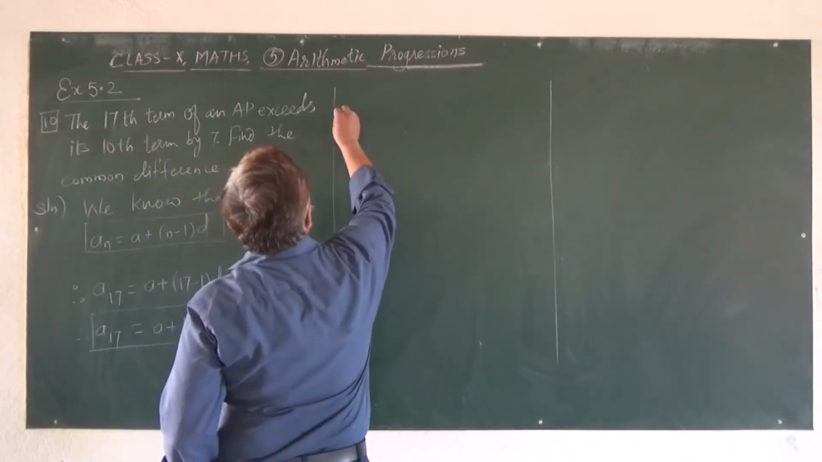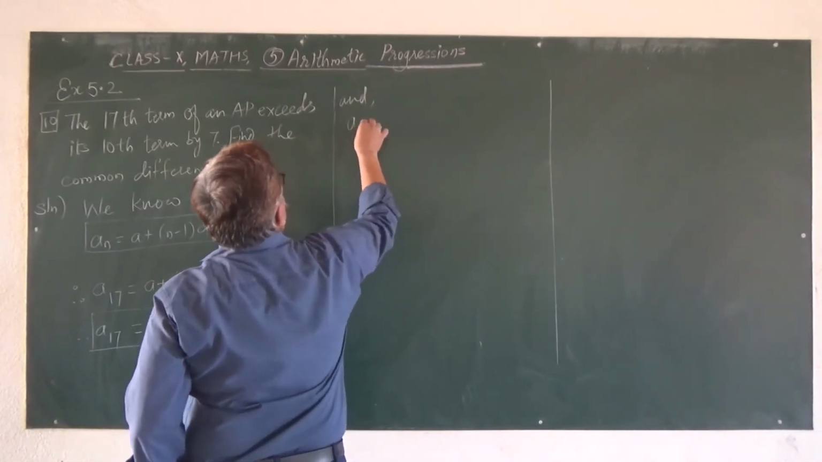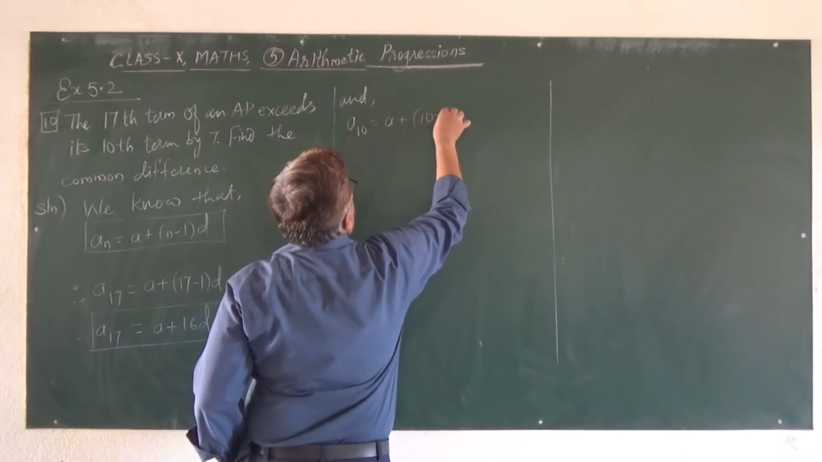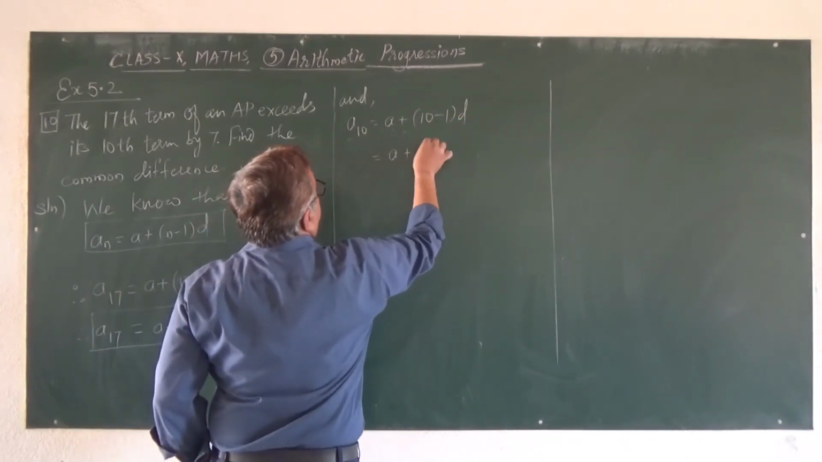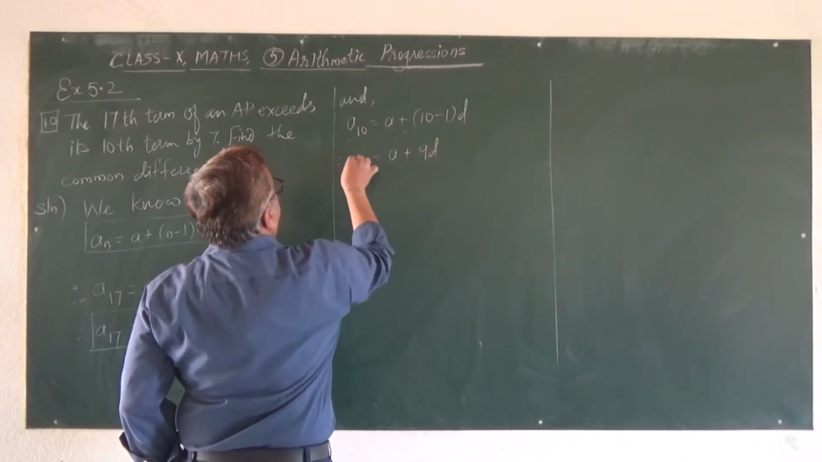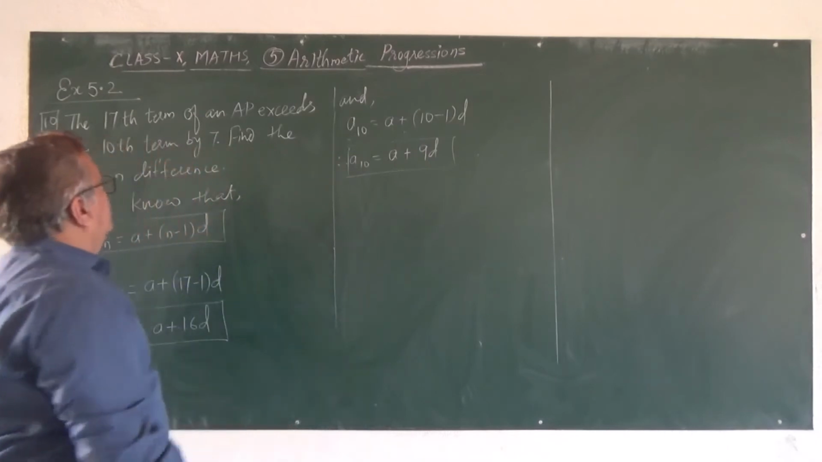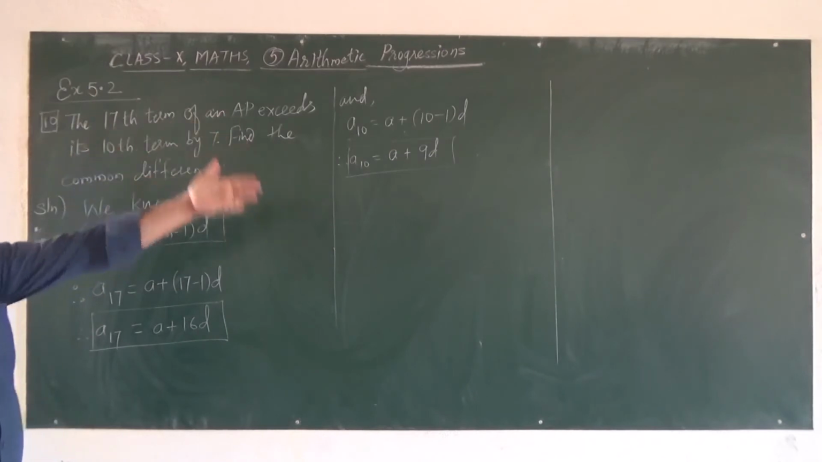Okay, and the 10th term. So a plus n minus 1, so n is 10, 10 minus 1 into d. So a plus 9d. So you got this. Okay. Now what is written? The 17th term of an AP exceeds its 10th term by 7. So the difference between these is 7. So the 17th term exceeds the 10th term.